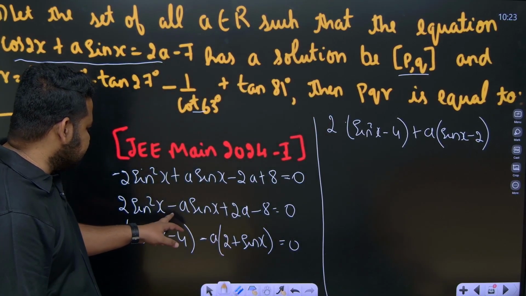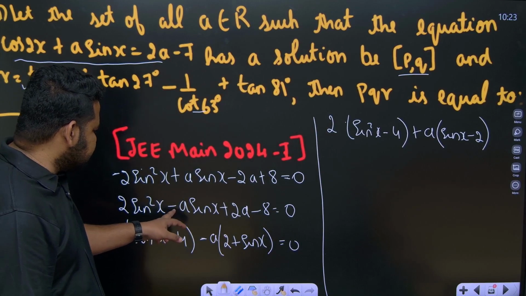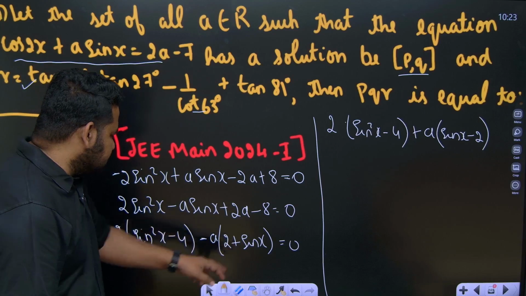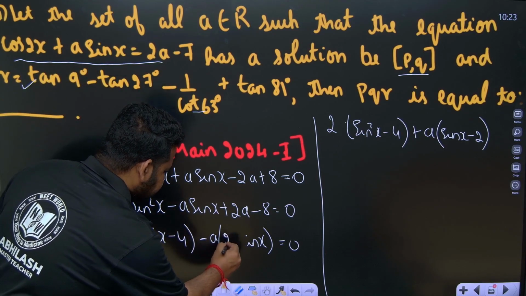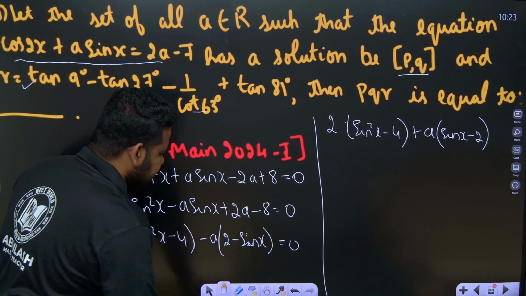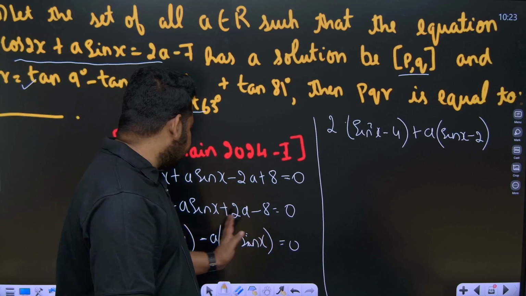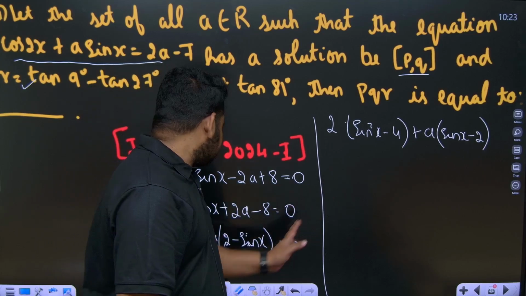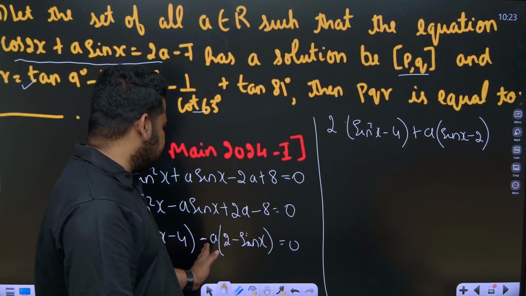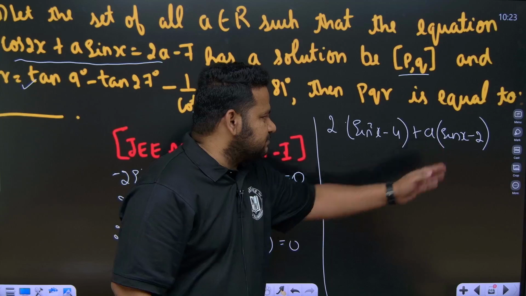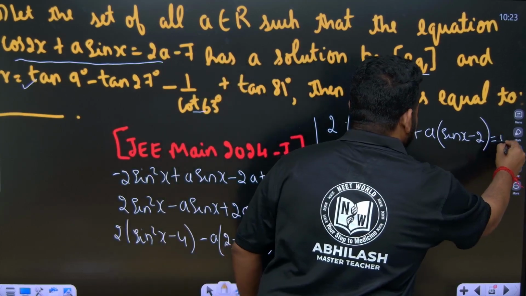Here minus a is there, minus a into 2 minus sin x, correct, this should be 2 minus sin x. So if I take a outside, minus into minus will become plus. So a into sin x minus 2 is equal to 0, okay.